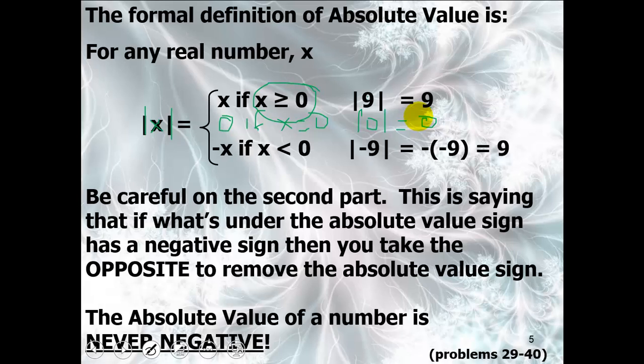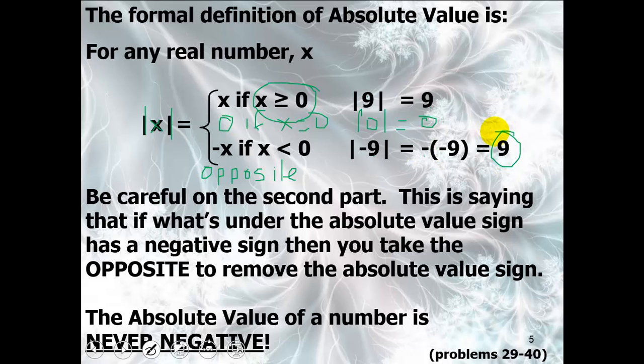Now watch what happens. The absolute value of x is the opposite of x. Don't think of that as negative x. Think of it as opposite. I'm going to try and write that in. Opposite of x if x is less than 0. For example, here's the absolute value of -9. That is the opposite of -9, and then that just gives you a +9.